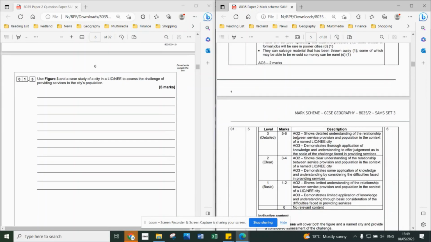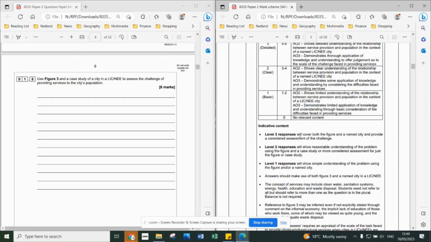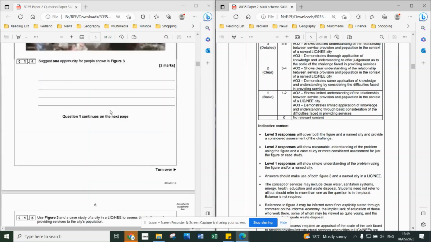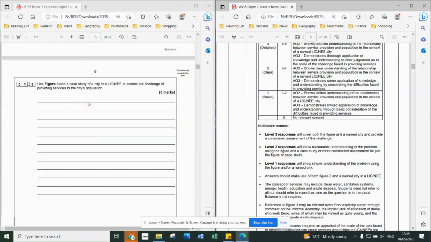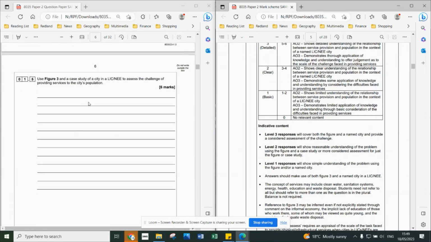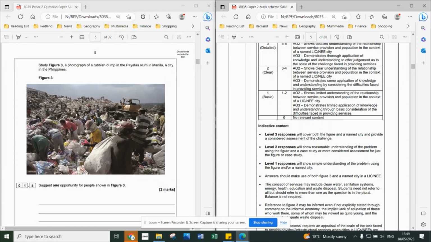Question number 1.5, the mark scheme, I'll leave it on the side here. It says, using figure 3, remember, figure 3 is this picture here of the Philippines, and a case study of a city in an LIC or NEE, assess the challenges of providing services to the city's population. In the case of Redland Green School, we've learned about Lagos in Nigeria, which is a city in an NEE. So there you need to bring your Nigerian knowledge and Lagos knowledge, and you need to bring facts from the Philippines.